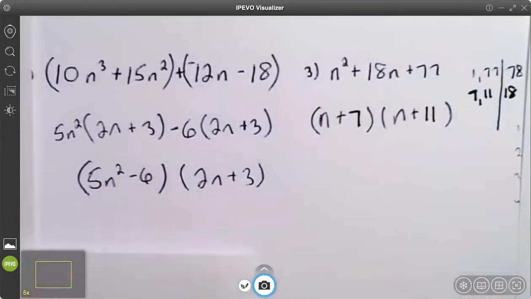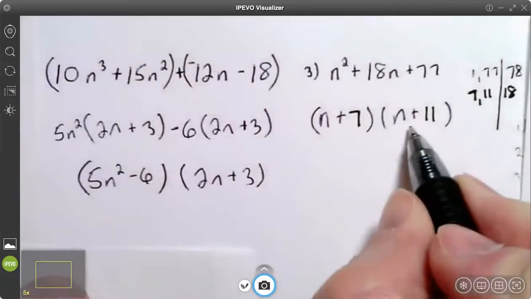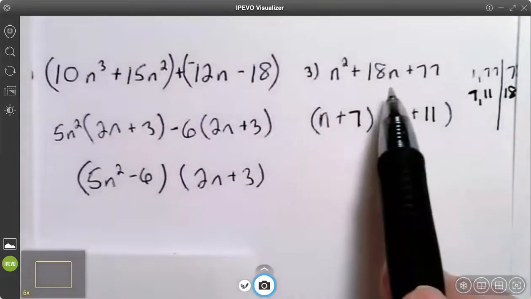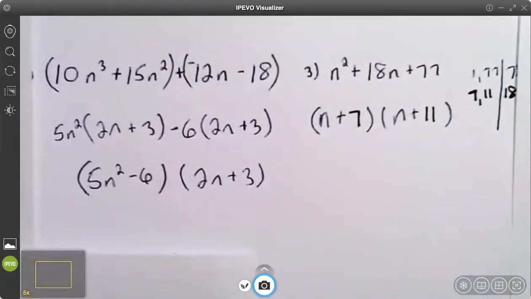N plus 7 times n plus 11, or n plus 11 times n plus 7. It doesn't matter what order you multiply. Now I could fold that out and I would get right back to my original question of n squared plus 18n plus 77.